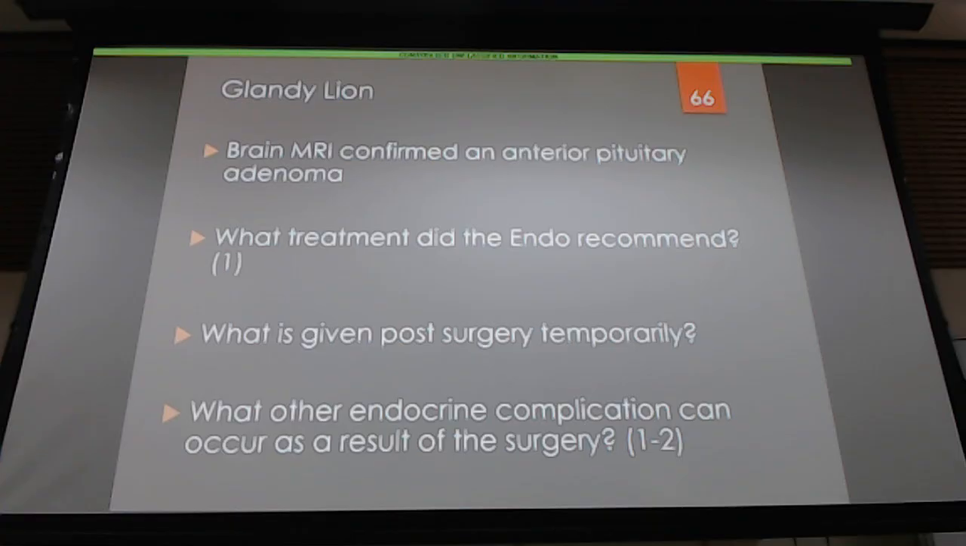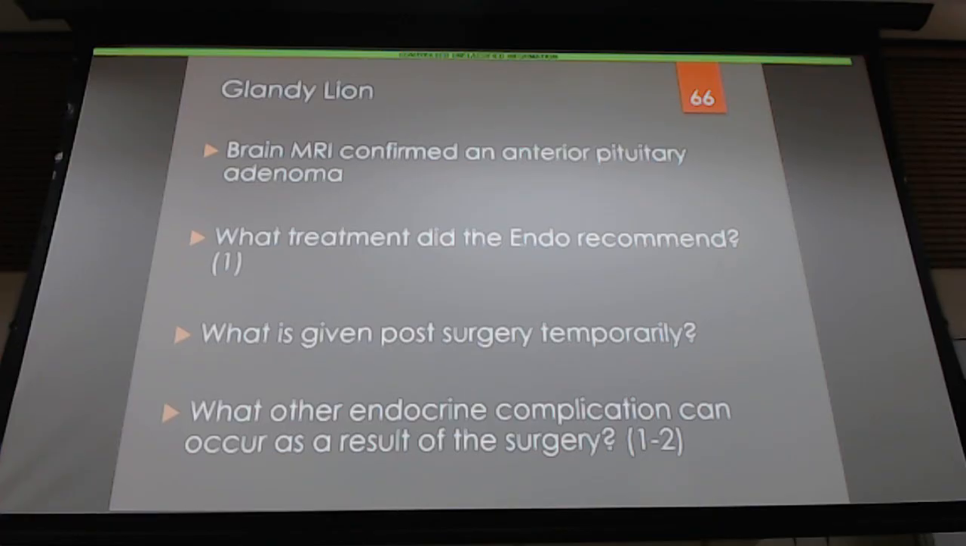Okay, so this woman, if she goes and gets surgery, what is given post-op, temporarily at least? Steroids, right? Yeah, because we messed up this lovely feedback loop that our body does so well. Okay, this one's actually great. We just had a transsphenoidal resection for my Cushing disease, an ACTH secreting adenoma.